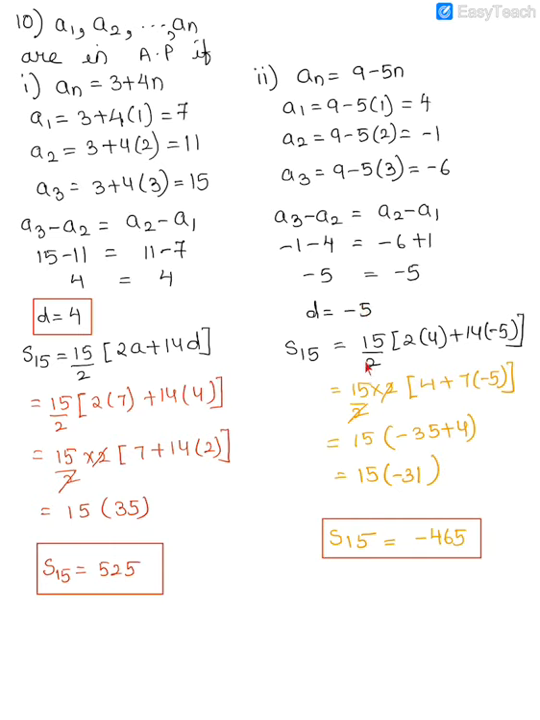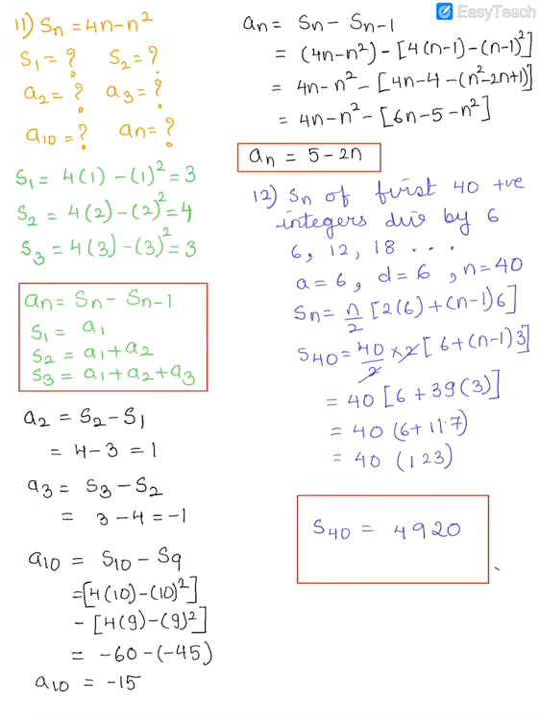So S15 is 15/2 twice of A plus 14D. Put in the values of A and D and you are getting S15 as minus 465. The 11th one, and this says Sn is given to you.